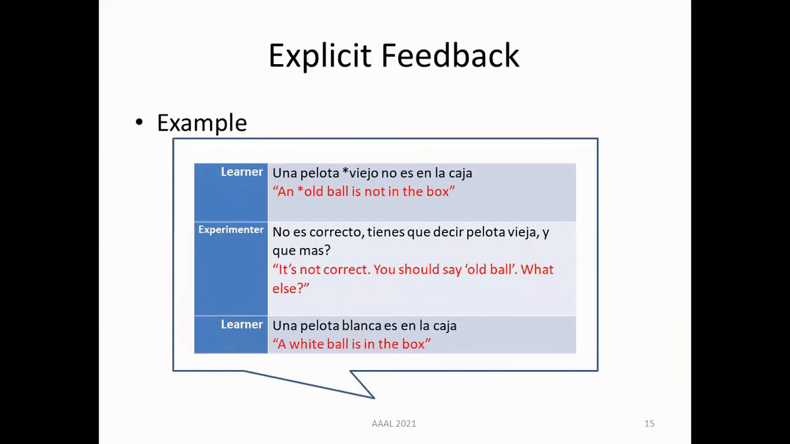Here you can see an example of the explicit feedback provided in the study. The explicit group received explicit corrections following the formula, "It is not correct, you should say." The reformulations provided in the explicit correction group were also partial and were provided in the same way as reformulations in the implicit group.